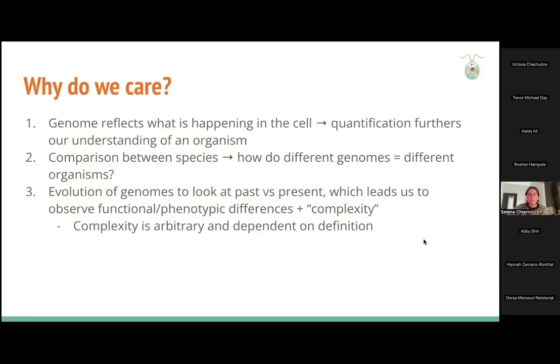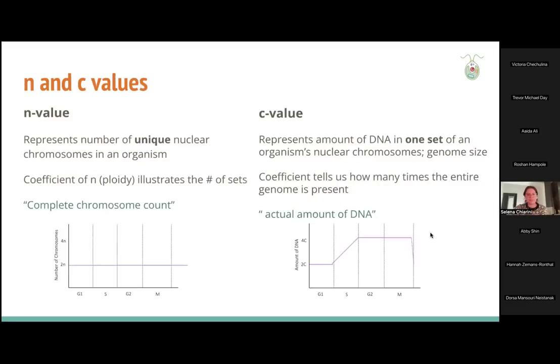complexity of certain things. But please remember, for the rest of your discussions, you need to keep in the forefront of your mind, complexity is arbitrary and dependent on definition. So the genome size might not necessarily reflect complexity of an organism depending on the context you're defining it in. So next slide, please.